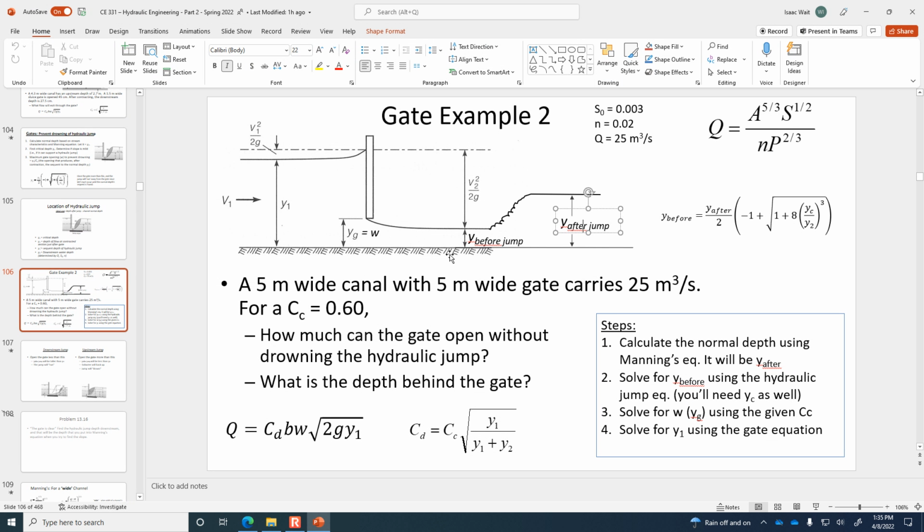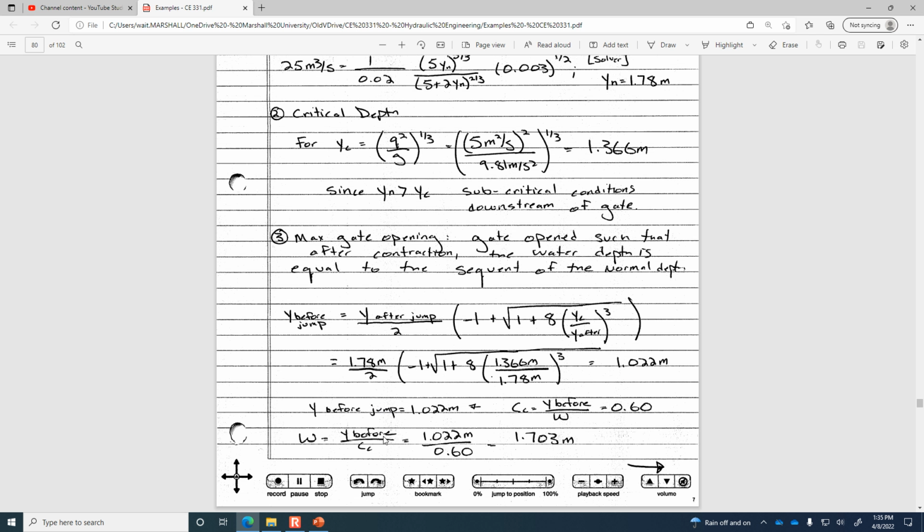And now the coefficient of contraction is how we can determine w. The coefficient of contraction is used to divide y before by the coefficient of contraction. It gives 1.703 meters as how high you can open up the gate. Open it less than that and the hydraulic jump will run further away, but open it more than that and the hydraulic jump is going to approach and drown the gate.